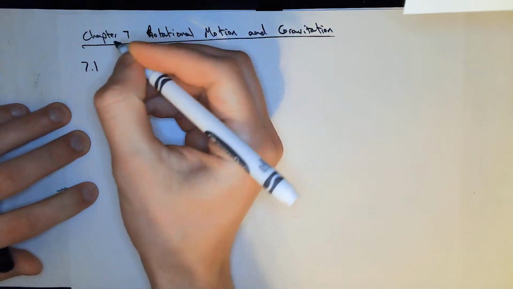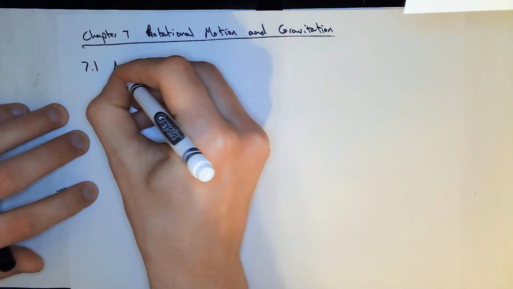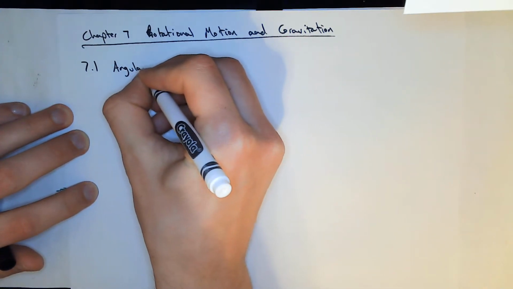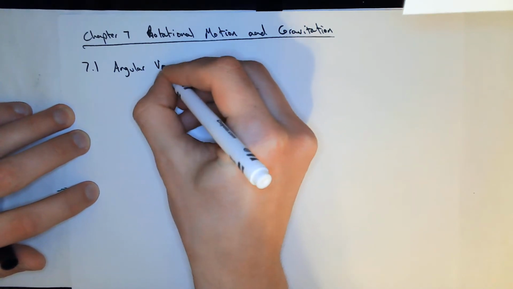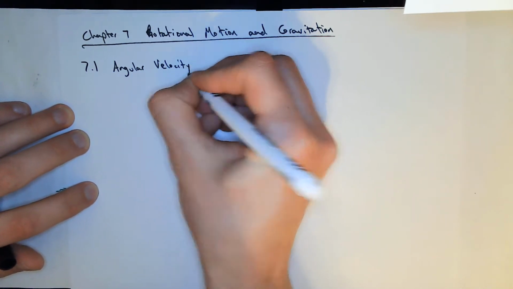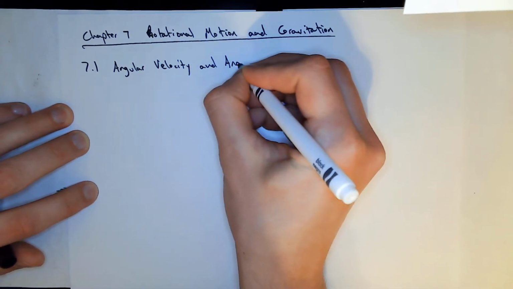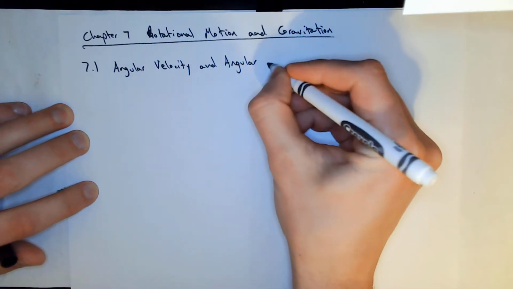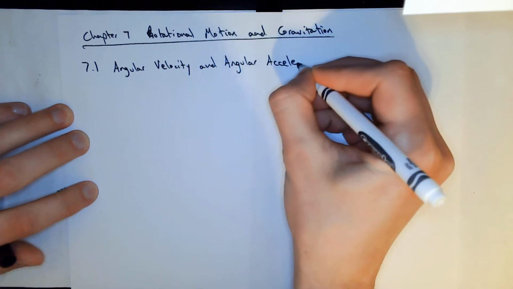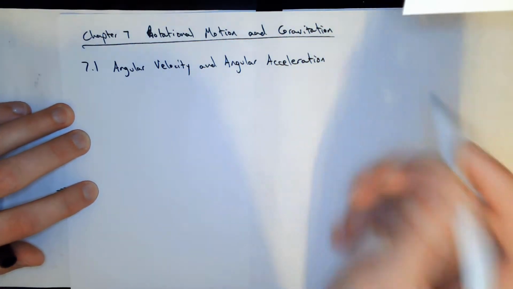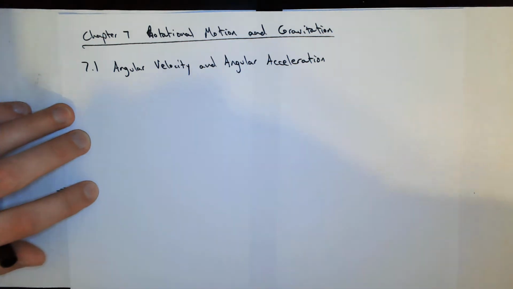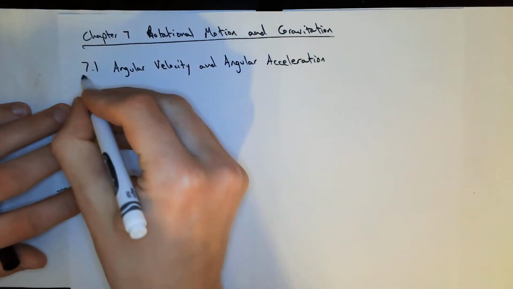So first we have 7.1, which is angular velocity and acceleration. So the first 2 sections, velocity and angular, are going to be introducing basically the kinematics around rotating bodies, or kinematics for things that move in circles instead of moving linearly.